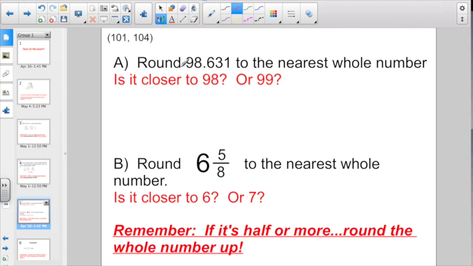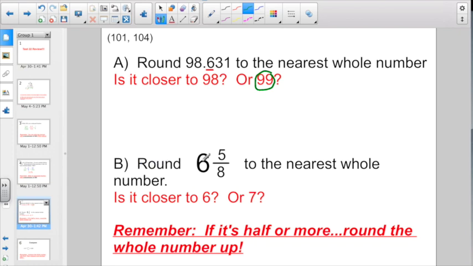The first part says, round 98 and 631 thousandths to the nearest whole number. So if they're talking about rounding to the nearest whole number, you just got to ask yourself, is it closer to 98 or 99? And the way to do that is, if it's half or more, round the whole number up. So the first digit here, 6 in the tenths place. Well, 6 tenths is more than half, right? So I'm going to round this guy up to 99.